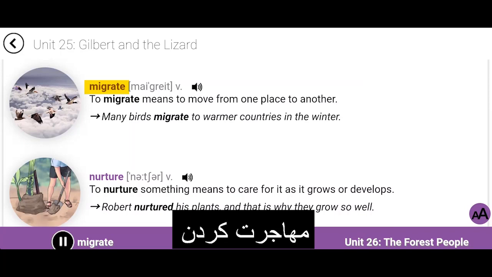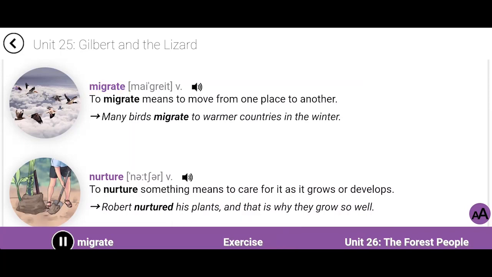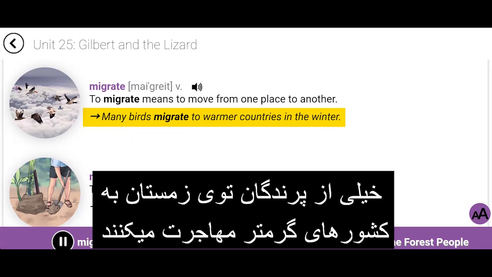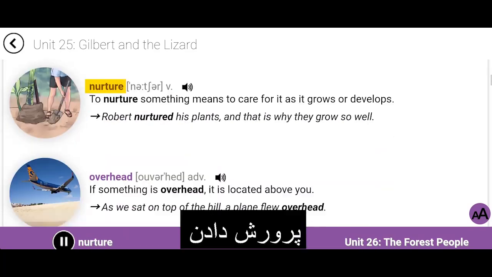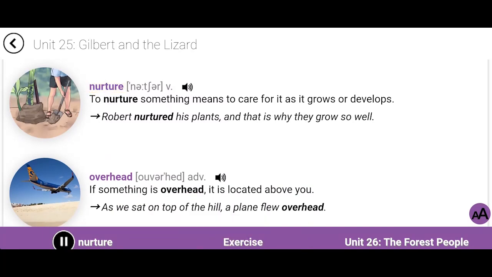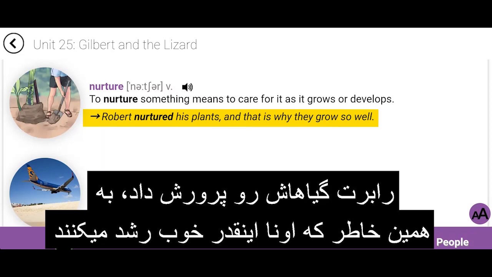Migrate. To migrate means to move from one place to another. Many birds migrate to warmer countries in the winter. Nurture. To nurture something means to care for it as it grows or develops. Robert nurtured his plants, and that is why they grow so well.